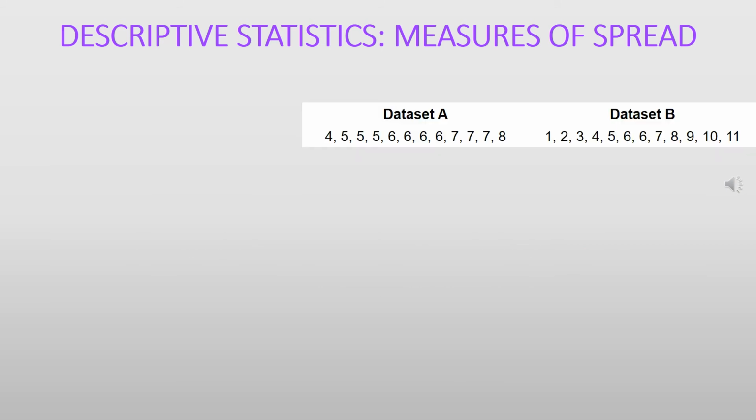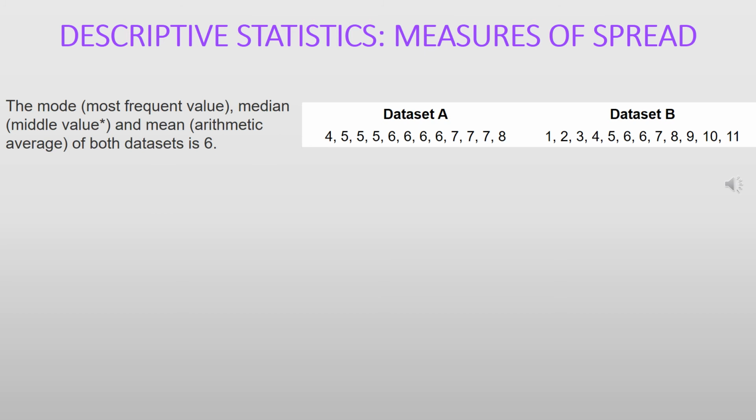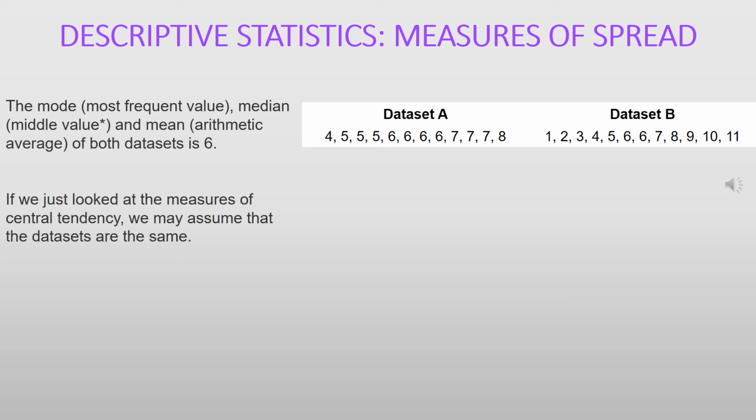On the right side of the screen are two data sets, Dataset A and Dataset B. Dataset A consists of the following values: 4, 5, 5, 5, 6, 6, 6, 6, 7, 7, 7, 8. And Dataset B consists of 1, 2, 3, 4, 5, 6, 6, 7, 8, 9, 10, 11. For both datasets, the mode, the most frequent value, the median, the middle value, and the mean, the average, is 6.